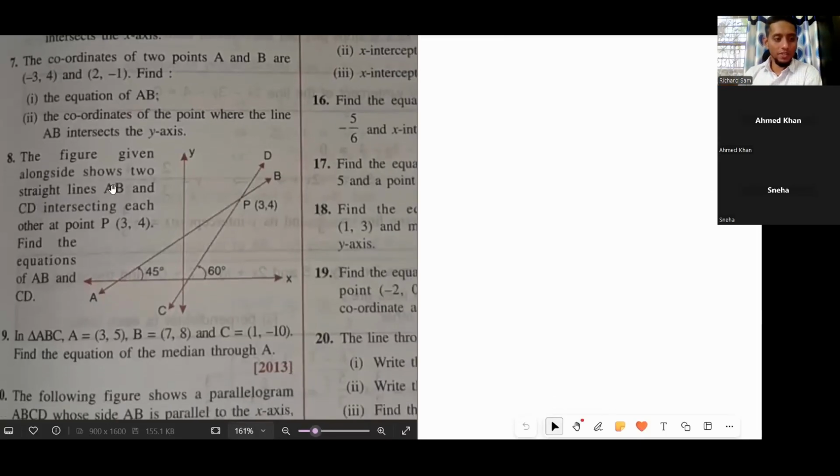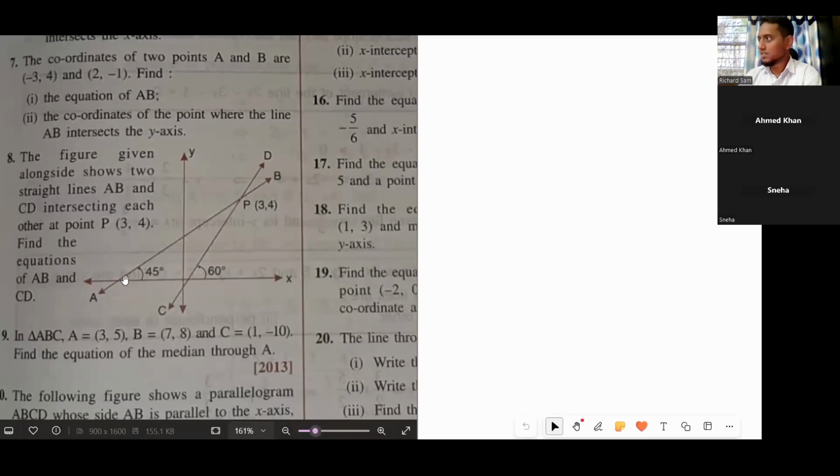Okay, question 8. The figure given alongside shows two straight lines AB and CD intersecting each other at the point P. Find the equations of AB and CD. So how do we do this? Finding the equations of both these lines. The angle is also called, there's another word for angle. Theta is used to represent it, but there's a word for it, no?